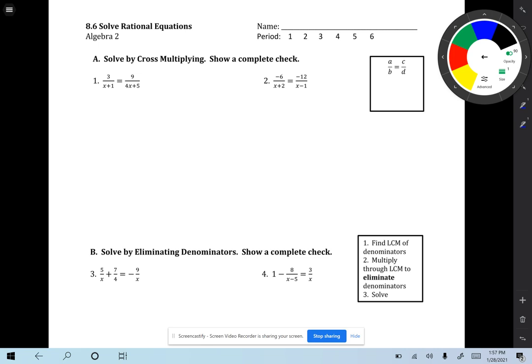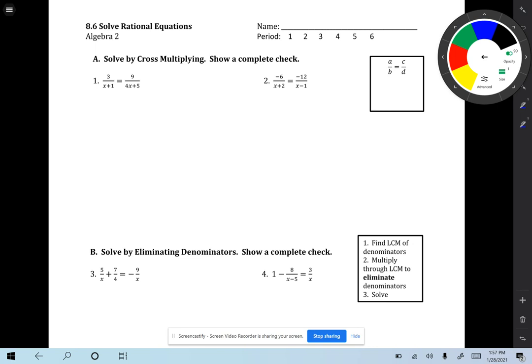Hello, Algebra 2 students. Today we will be doing 8.6 notes, solve rational equations. The first type of problems that we are going to solve are the ones that involve cross-multiplying. They only work when you have one fraction on the left side of the equal sign and one fraction on the right side of the equal sign. So examples 1 and 2 you can do by cross-multiplying.